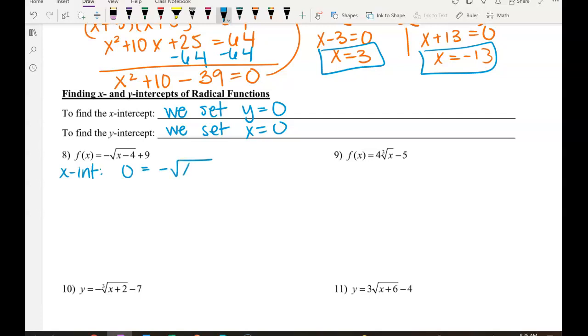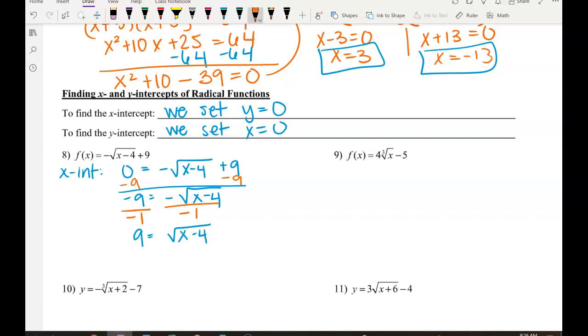So 0 equals negative square root of x minus 4 plus 9. Is this something that we just got done doing? Yep. So, Jacob, take it away. What's the first step? We subtract 9. Good. Then now we have negative 9 equals negative square root of x minus 4. We do need to isolate your radicals. So, Jacob, what's the next step? We divide both sides by negative 1. So now it's 9 equals square root of x minus 4.